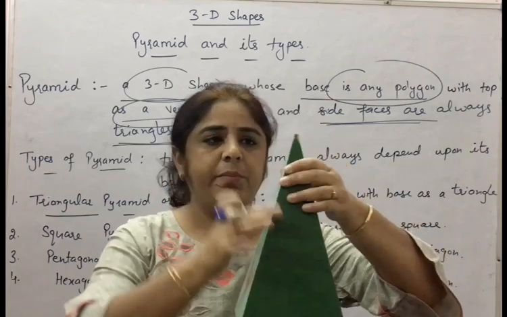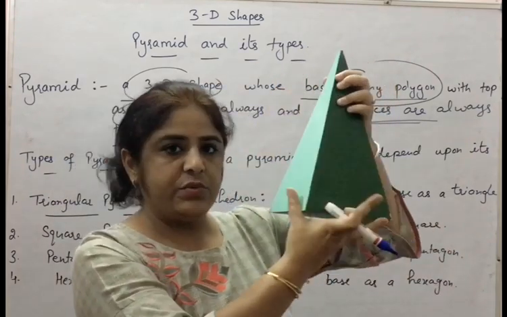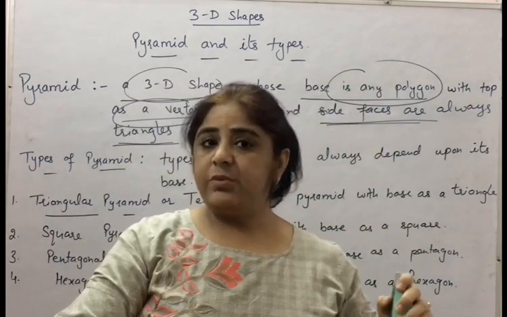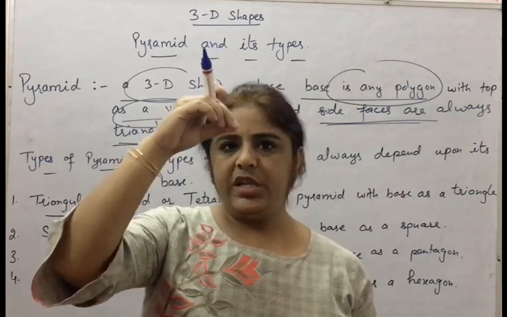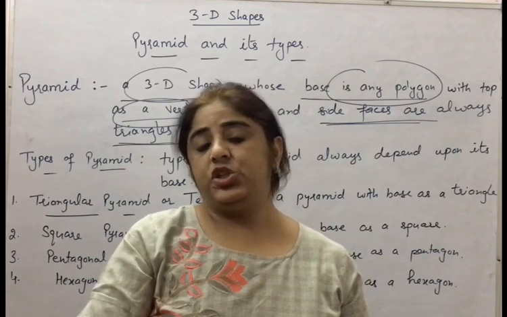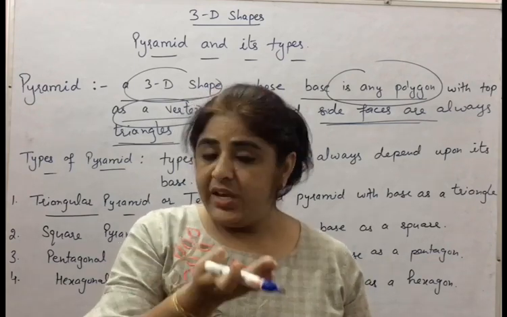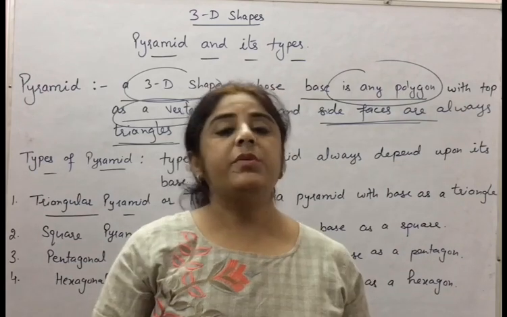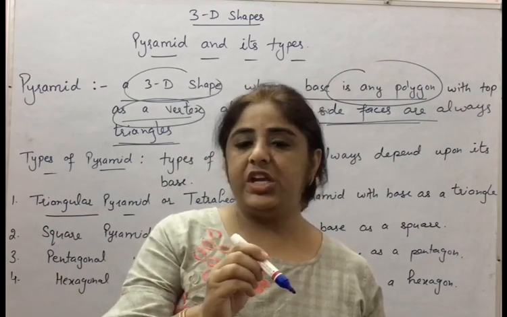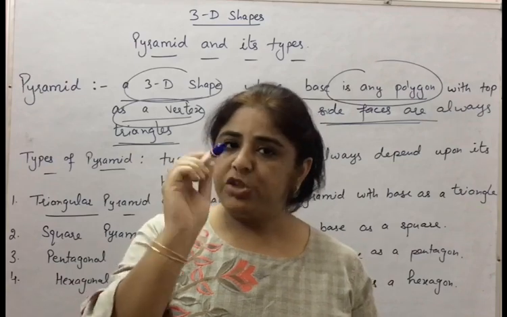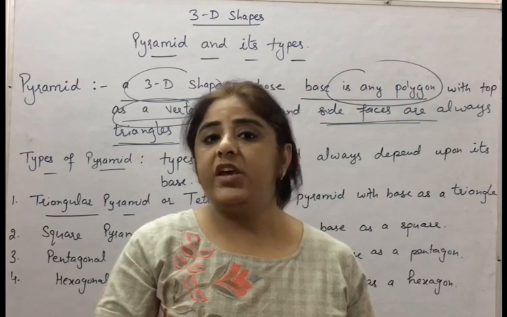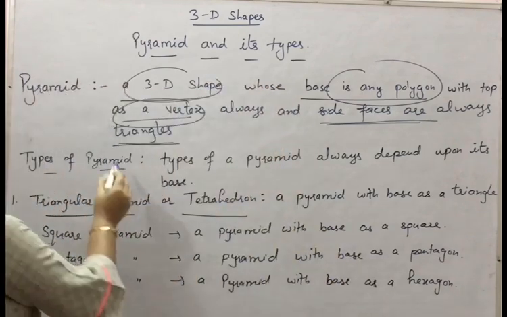If we go with this shape, the top is a vertex, the side faces are again triangles, and the base is a square. So in these three shapes, the top is a vertex, side faces are always triangles, and the base is different. One time we get a square as a base, one time a triangle, and one time a hexagon. It means a pyramid is a 3D shape with the top as a vertex, side faces always triangles, and the base always a polygon. Now we will go with its types.